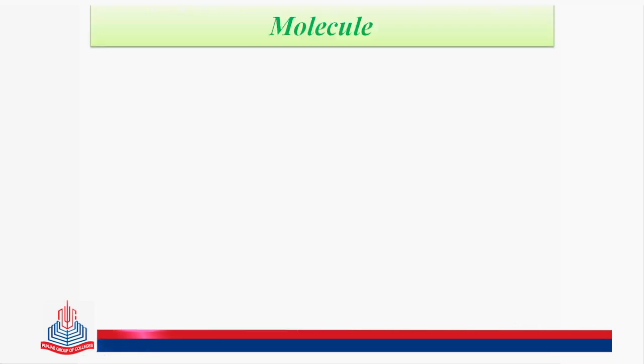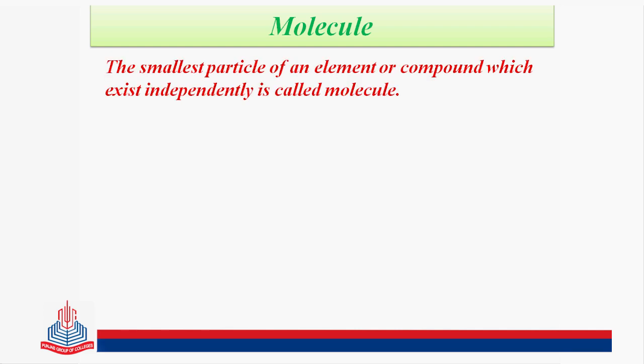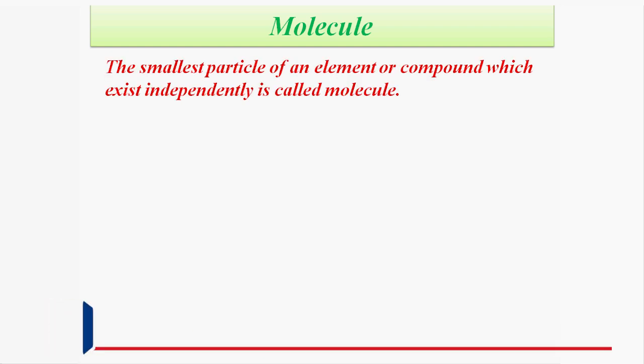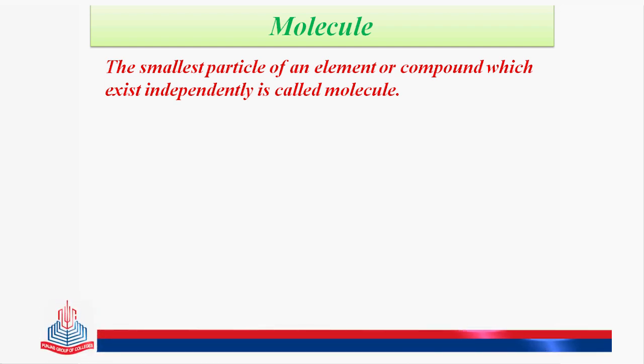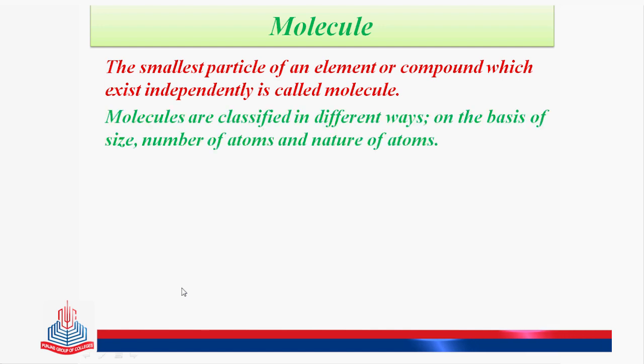Topic of discussion is a molecule. As we are discussing basic concepts of chapter number 1, we must have an idea of what a molecule is. The smallest particle of an element or compound which can exist independently is called a molecule. So जब हम बात करते हैं एक molecule की, we say that it is the smallest particle of an element or compound which can exist independently. Molecules can be classified in different ways depending upon their size, number of the atoms present in them, and the nature of the atoms.